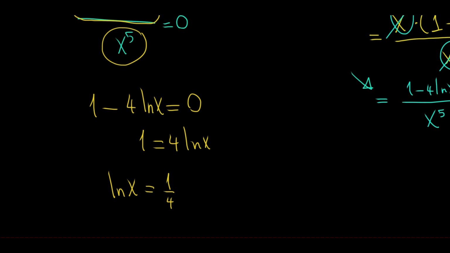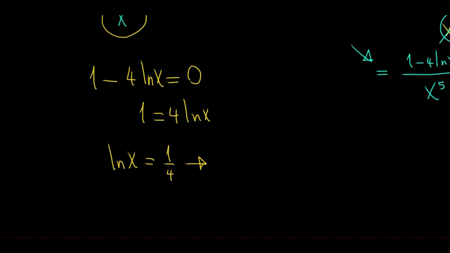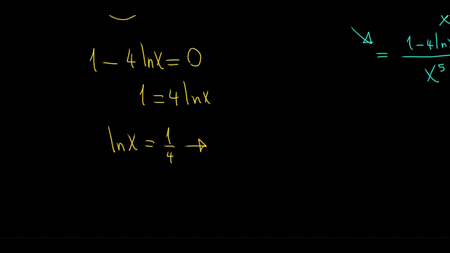Now that we have this, we are going to make x the subject. How can we do so? We can do so by using the number e. So I'm going to say e to the power ln x equals e to the power 1 over 4. E and ln cancel out, and I will have x as a remainder, which is equal to e to the power 1 over 4. So this is the x coordinate of point P.